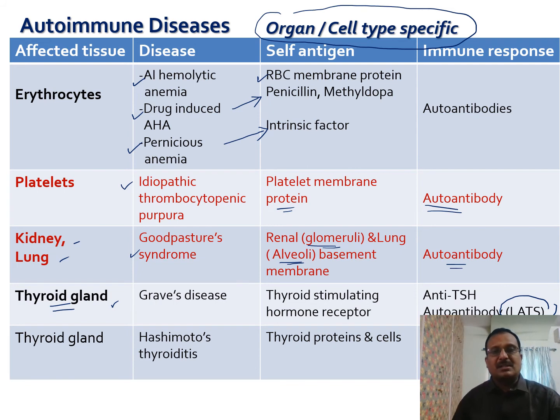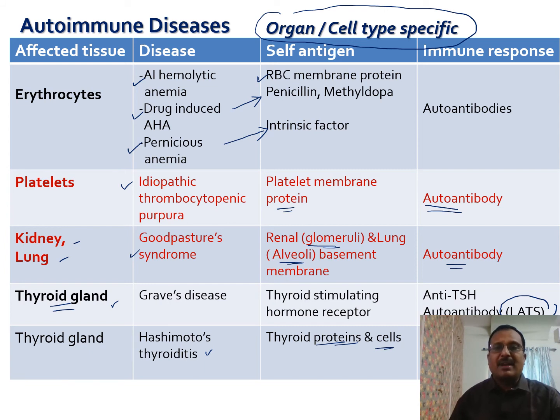Another important disease related to the thyroid gland is Hashimoto's thyroiditis. Here the self antigens are thyroid proteins and various cells. So here also autoantibodies are produced, resulting in damage to the thyroid gland.